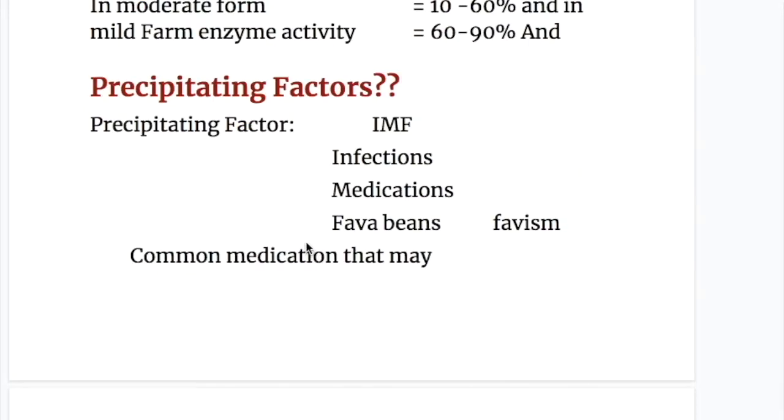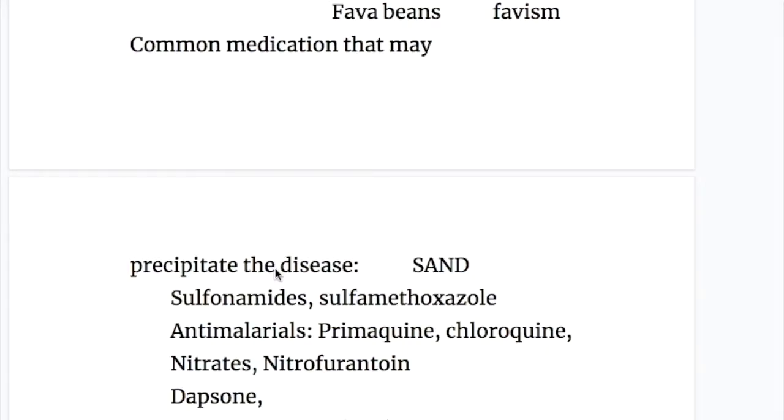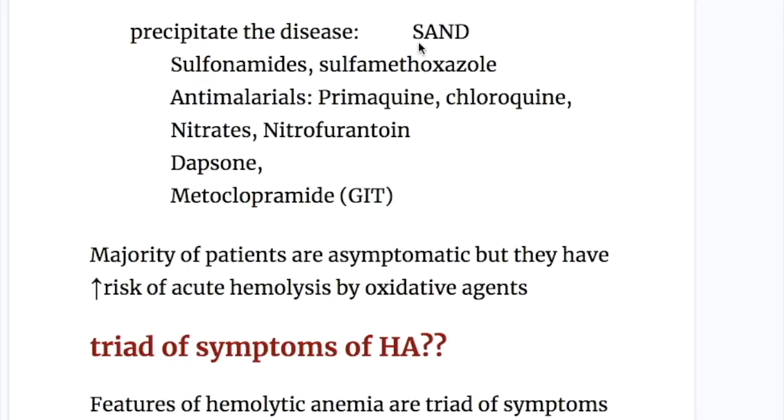So what are the precipitating factors of the disease? The mnemonic is IMF: infections, medications, and Favism. What are the common medications that may precipitate the disease? The mnemonic is SAN: sulfonamides, antimalarials, nitrates, and Dapsone. Which sulfonamide? Sulfamethoxazole, which is a part of cotrimoxazole, a very commonly used drug. This may cause hemolysis. The other part of cotrimoxazole is trimethoprim, which is a folate antagonist that may cause megaloblastic anemia.